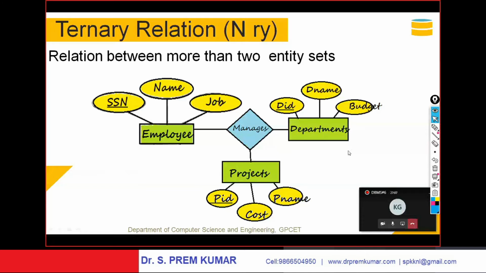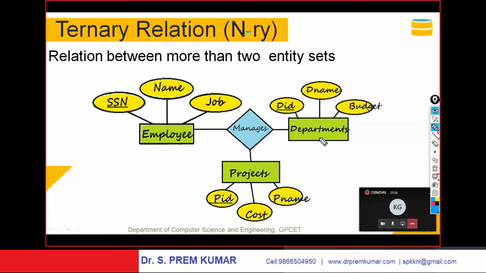Now let me move to the next one, that is a ternary relation. Coming to this ternary relation, it is more than two, or we can go with the n-ary relation. Ternary relation, three. You observe here, I am showing more than two. This is nothing but a ternary relation.